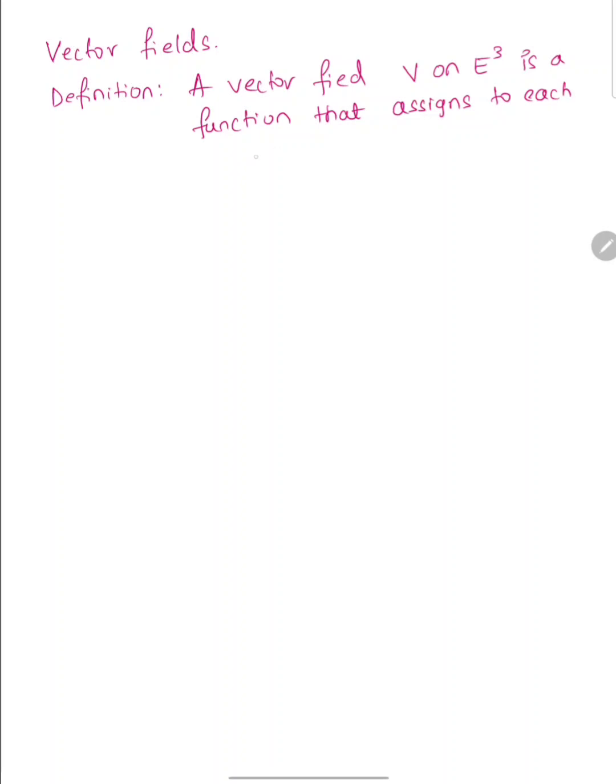It says a vector field V on E3 is a function that assigns to each point P of E3 a tangent vector V of P to E3 at P. So what it says, a vector field V on E3 is a function that assigns to each point P of E3 a tangent vector V of P to E3 at point P.